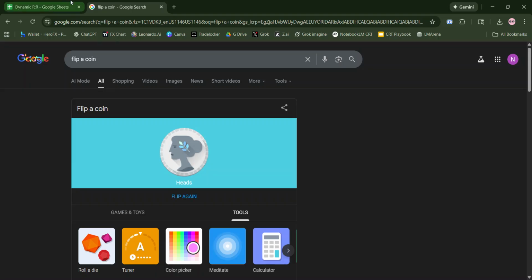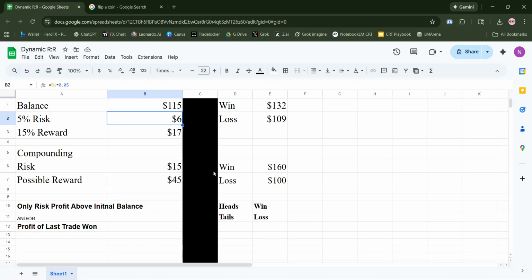And guess what? I won. That's 2 trades in a row. My new balance is now $160. I'm up 60%. But guess what I do now? I won 2 trades in a row. I don't risk all 60. I'm back to risking 5%.